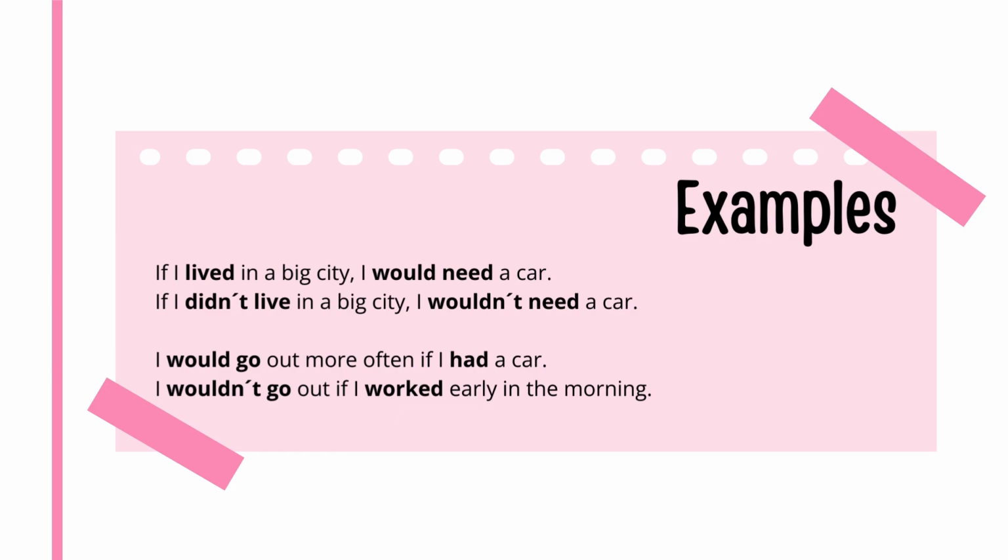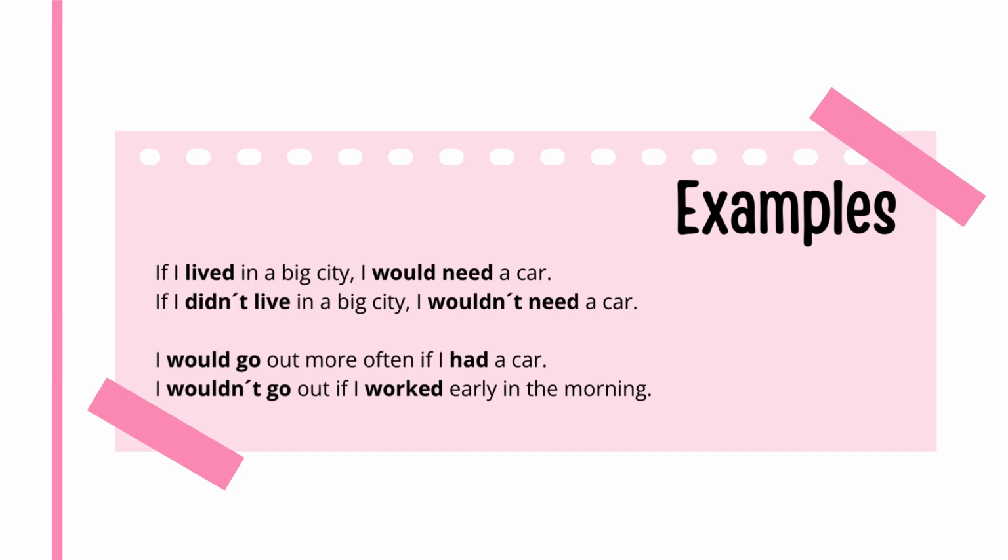If you notice, in the first two examples, we added the conditional sentence first. If I lived in a big city, I would need a car. If I didn't live in a big city, I wouldn't need a car. As you can see, we can also use negative forms and also interrogative forms in a second conditional sentence. But we just have to follow the rules in the condition for the past simple, lived, didn't live for negative sentences, and we use the auxiliary modal verb would for the result.